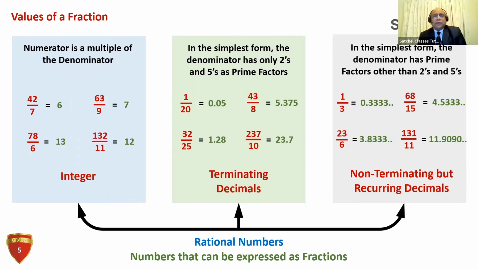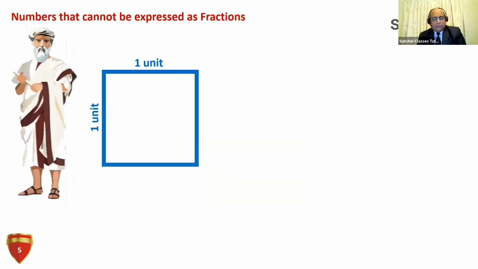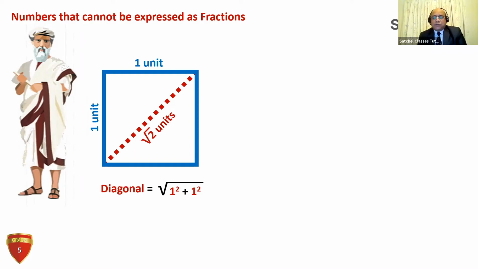The world did not know about it until a Greek philosopher named Pythagoras discovered such a number. He was experimenting with unit squares. A unit square is nothing but a square with side 1 unit. And when he found the length of the diagonal, he realized that the length cannot be expressed as a normal number. You cannot write it in the form of a number or a fraction for that matter. So what's the length of the diagonal in this case? It would be square root of 1 squared plus 1 squared, which is square root of 2.